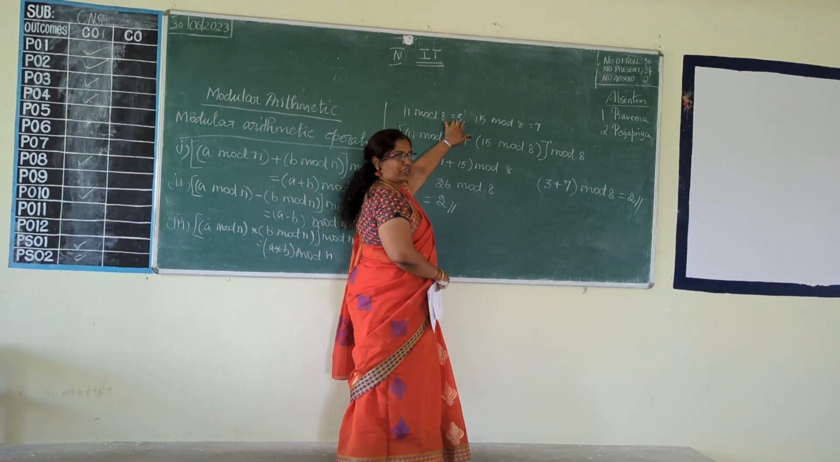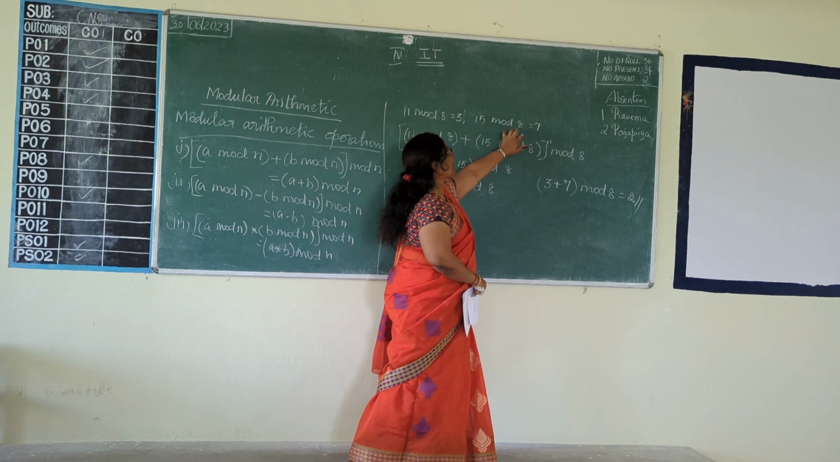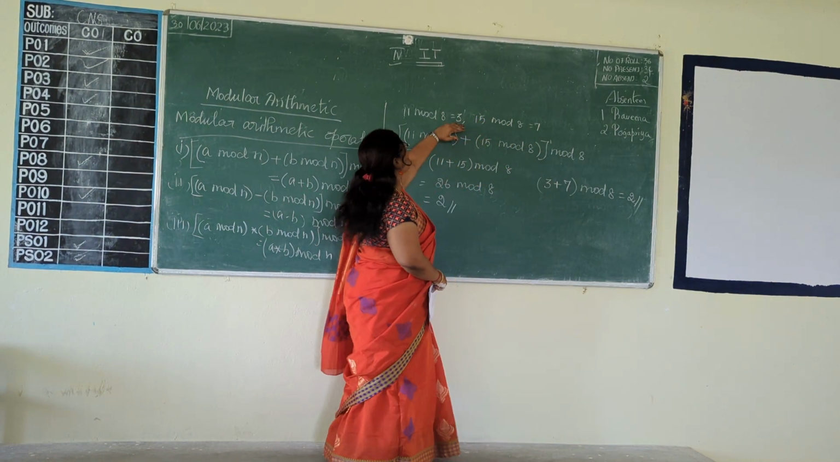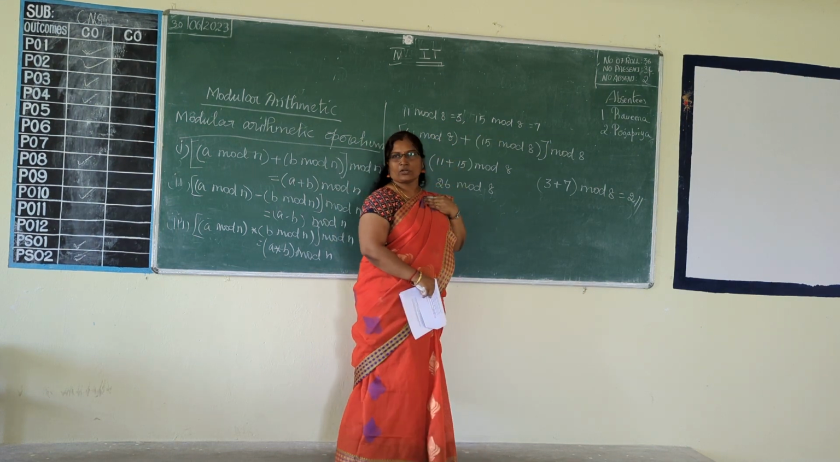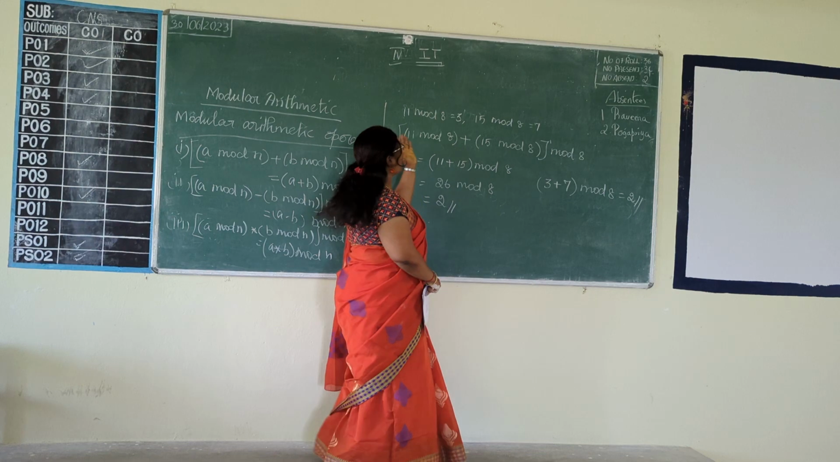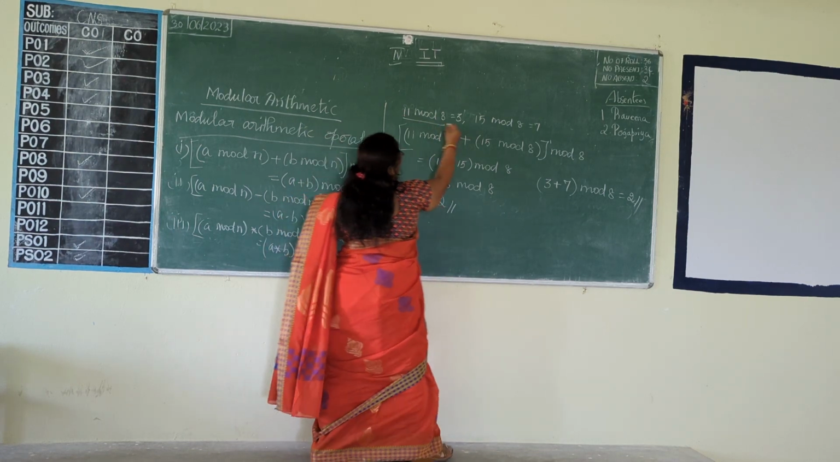11 mod 8 is 3. Okay, and 15 mod 8 is 7. I want to add these 2 expressions. Since the values are given over here, I will be able to easily verify. If not, I need to perform addition only on these 2 things.